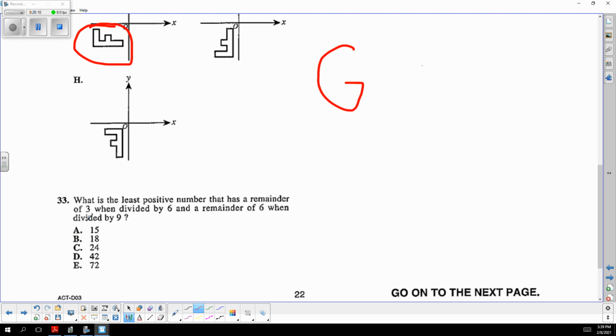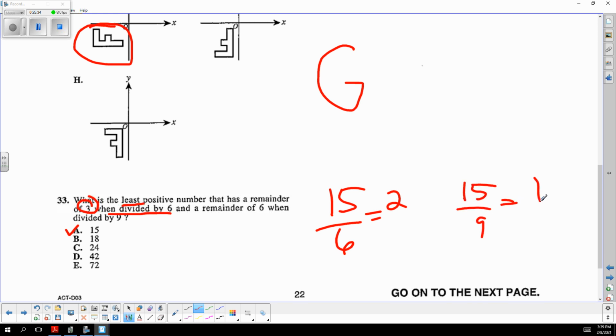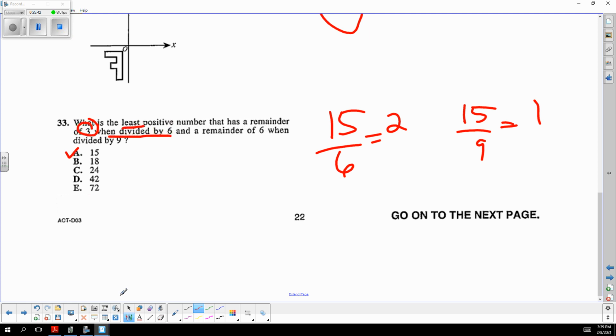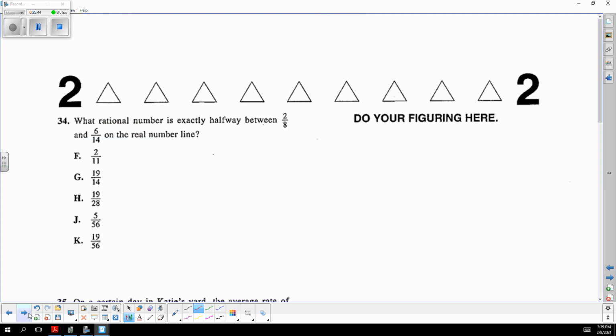I started to look for a formula. When you divide it by 6, it has a remainder of 3, and a remainder of 6 when you divide it by 9. So I said, all right, they're looking for the least. So I started with 15. When you divided 15 by 6, it goes twice. And when you divide 15 by 9, it goes once. The first would have a remainder of 3, and the second one had a remainder of 6. So the first one worked, luckily.